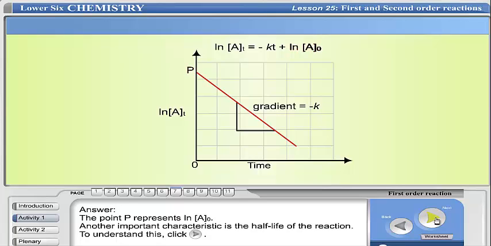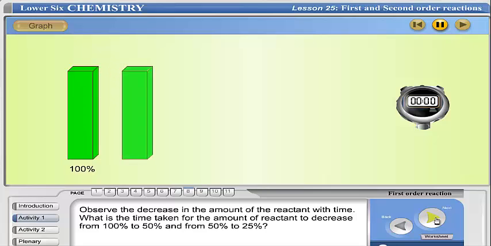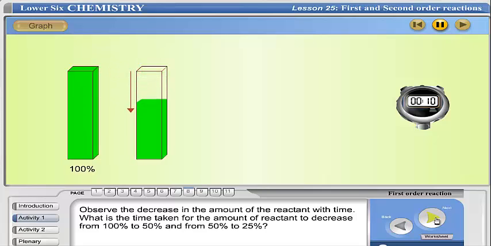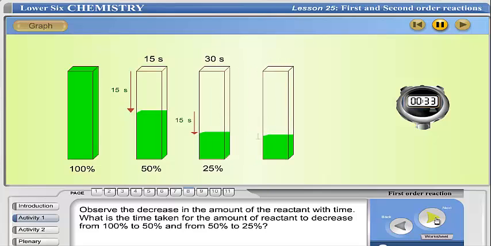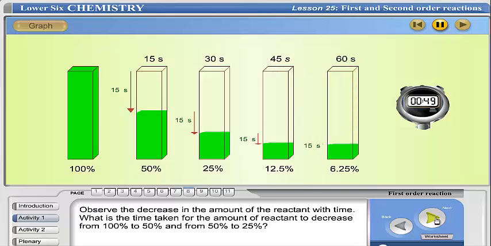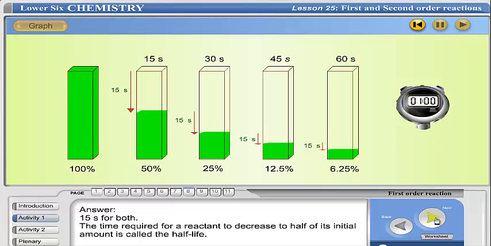Another important characteristic is the half-life of the reaction. To understand this, click Next. Observe the decrease in the amount of the reactant with time. What is the time taken for the amount of reactant to decrease from 100% to 50% and from 50% to 25%? Answer: 15 seconds for both. The time required for a reactant to decrease to half of its initial amount is called the half-life.